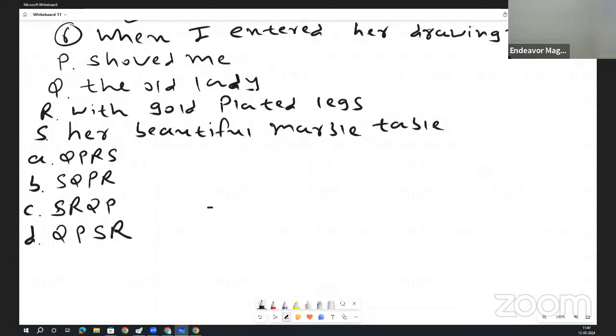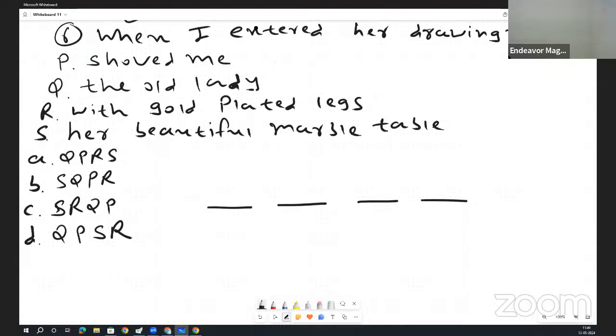Okay. P. When I entered the drawing room, Q. the old lady, R. with gold-plated legs, S. and her beautiful marble table, showed me. So what could be the answer, students, here?